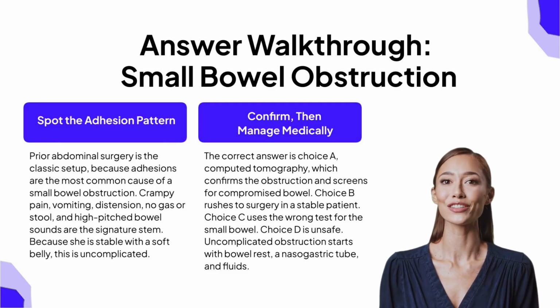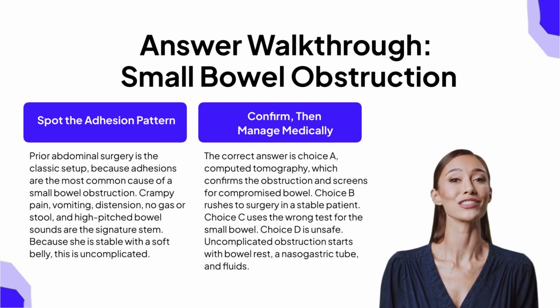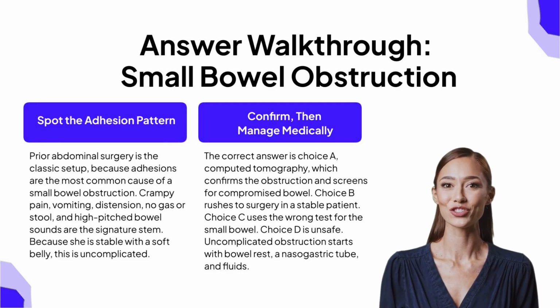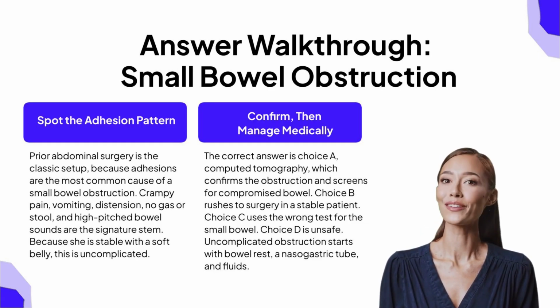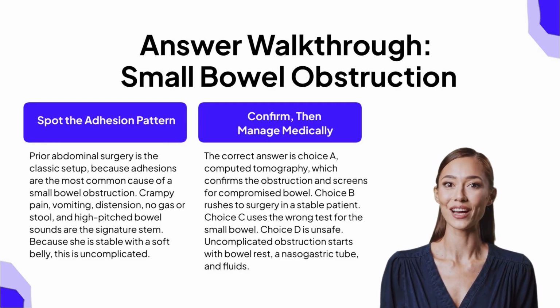Now the eliminations. Choice B, immediate laparotomy, is too aggressive because this patient is stable with a soft, non-rigid belly, so an uncomplicated obstruction can begin with bowel rest, a nasogastric tube, and fluids. Choice C, colonoscopy, is the wrong test for a small bowel obstruction. Choice D, sending her home with a laxative, is unsafe and misses the diagnosis.